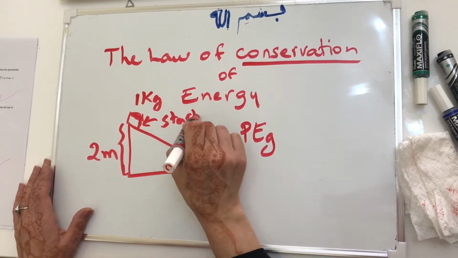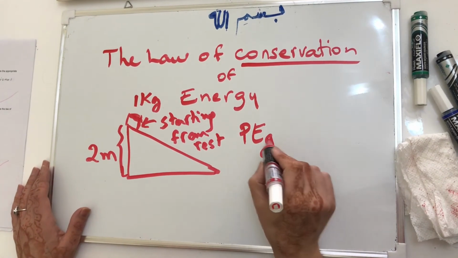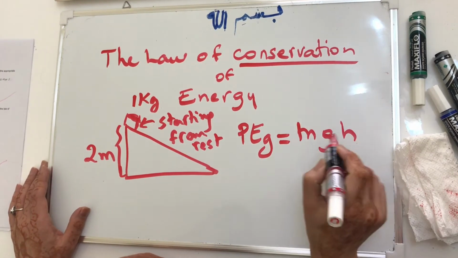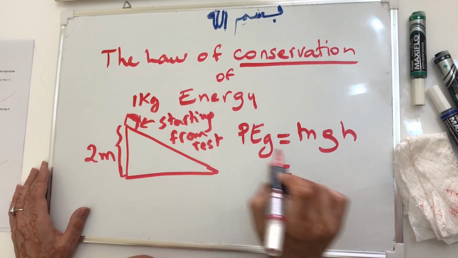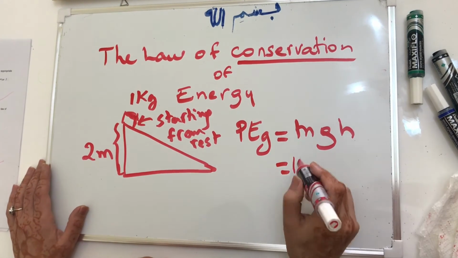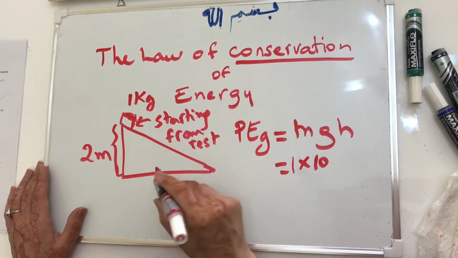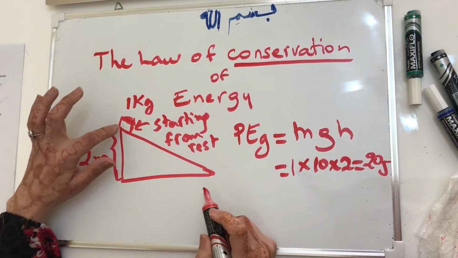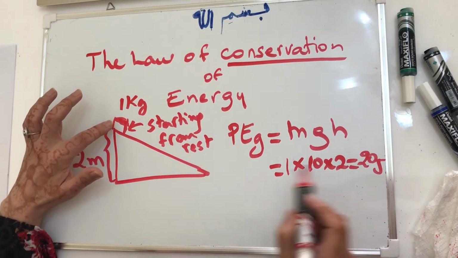Okay, starting from rest. So the potential energy is going to be mgh, and to simplify our lives, we're going to take g to be 10. This guy is already in kilogram, so I'm not going to change that, kilogram is the unit that I need. G is 10 meters per second squared, and h is going to be 2. So I have a total of 20 joules of energy. Here at the top, the kinetic energy is 0, but the potential energy is 20 joules.